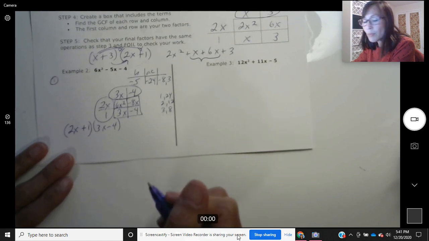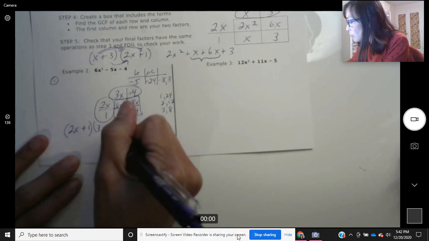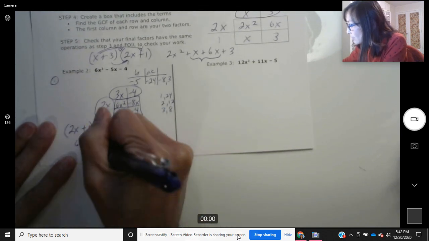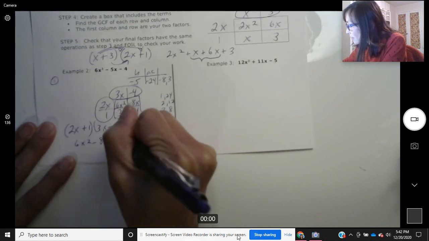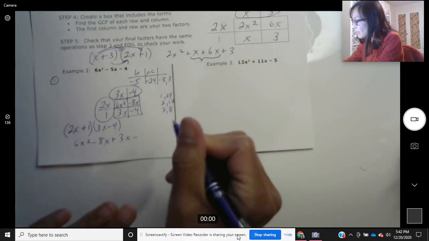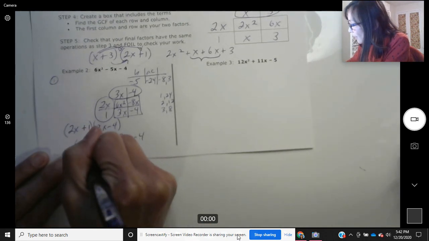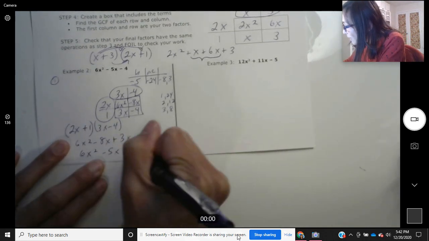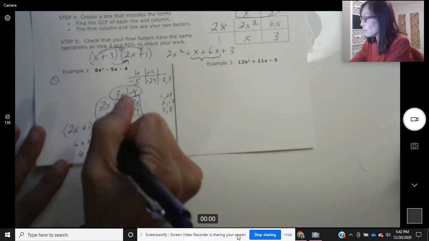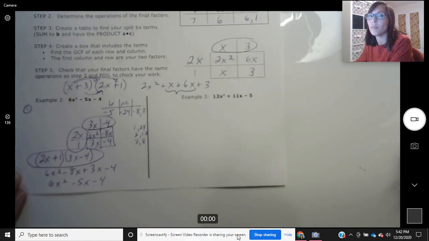And then my last step is to double check my work. So I'm going to use FOIL to do that. 2x times 3x is 6x squared. And then 2x times -4 is -8x. 1 times 3x is 3x. And then 1 times -4 is -4. 6x squared minus 5x minus 4 is the trinomial. So the answer to this problem is 2x plus 1 times 3x minus 4.